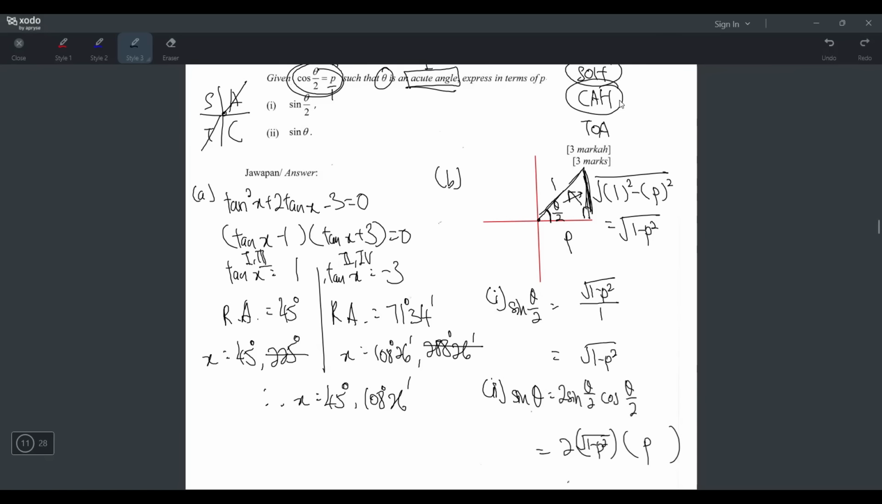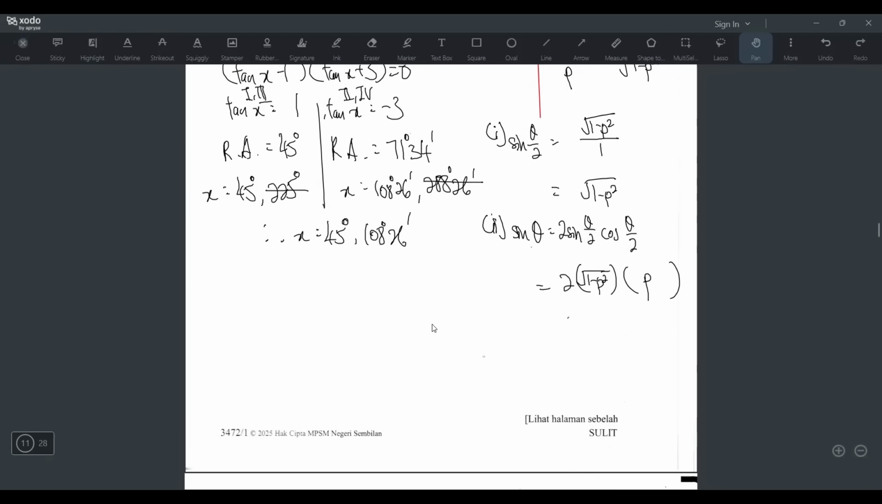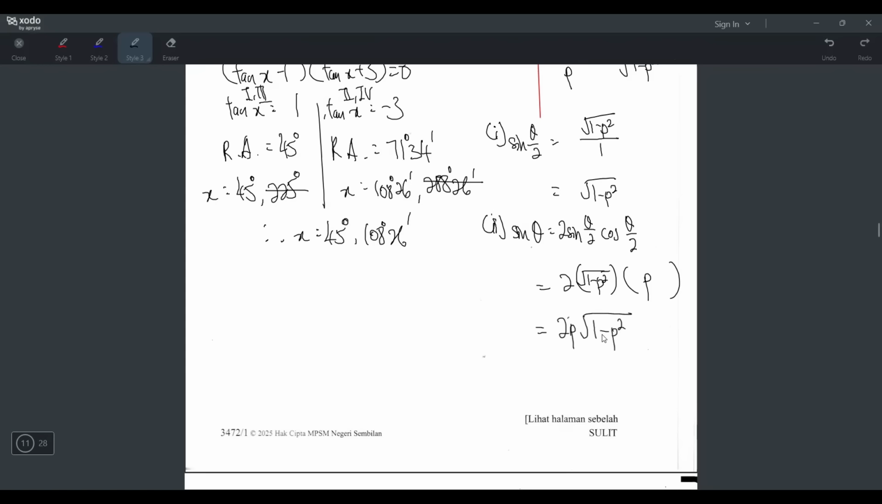The formula for cos is adjacent over hypotenuse. The adjacent is p, hypotenuse is 1, so p over 1 will be p. And it will be positive also, because in the first quadrant cos is positive. First quadrant all positive. Okay, 2 and p can be multiplied, so we get 2p, and the square root, write that beside. So that's the answer. Alright. Okay, that's all for that question.